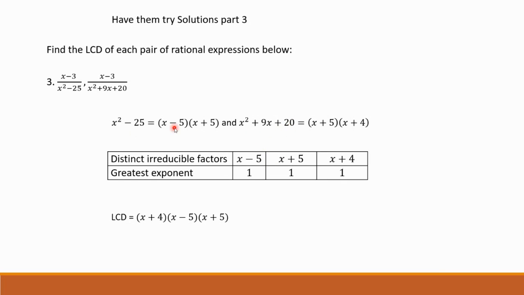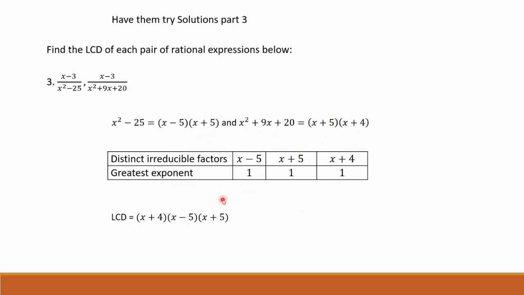So here, each irreducible factor, as you can see, right? We have x minus 5 raised to the first power, right? And that's not over here, no x minus 5 here, so the biggest exponent of it is 1. x plus 5, the only exponent of it is 1, hence the greatest exponent is 1. x plus 4, same idea. The only exponent of it is 1.